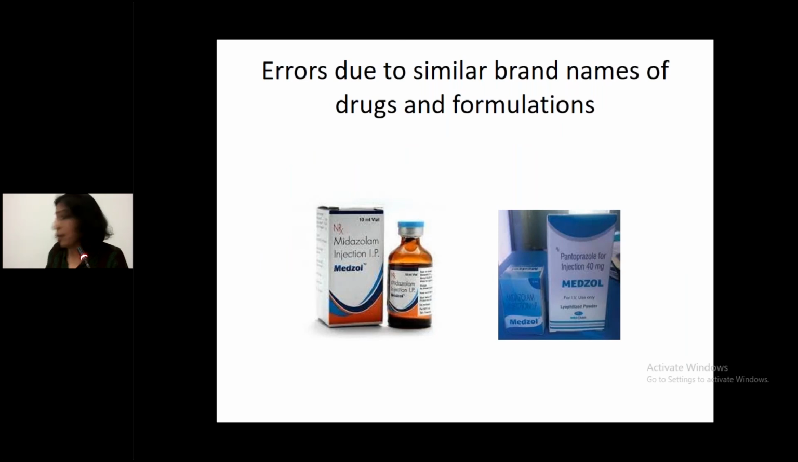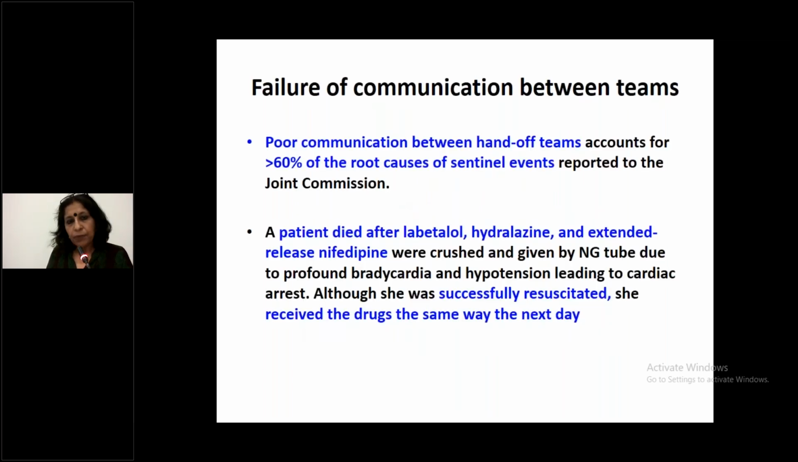There are pitfalls like this also. There are medicines like pantoprazole, very innocuous, and midazolam, an anesthetic agent, which are both available by the name Medzol in the market. Then failure of communication between teams, again a very big problem. Very often the handoff is not smooth, somebody is busy at the time of handoff, not really telling what happened.